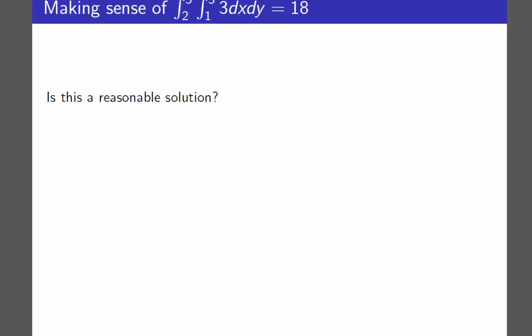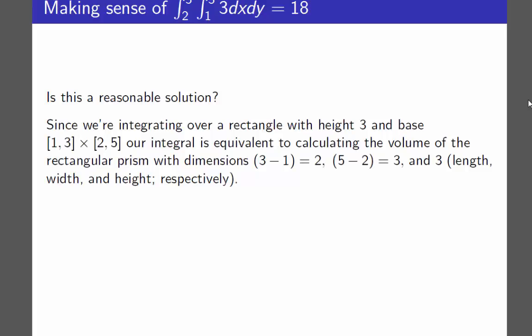So is this a reasonable solution? Well, since we're integrating over a rectangle with height 3 and the base, the region R, which goes from 1 to 3 and 2 to 5, our integral is simply equivalent to calculating the volume of a rectangular prism with dimensions 3 minus 1, or 2, and 5 minus 2, or 3, and 3, where 2, 3, and 3 are just the length, width, and height.